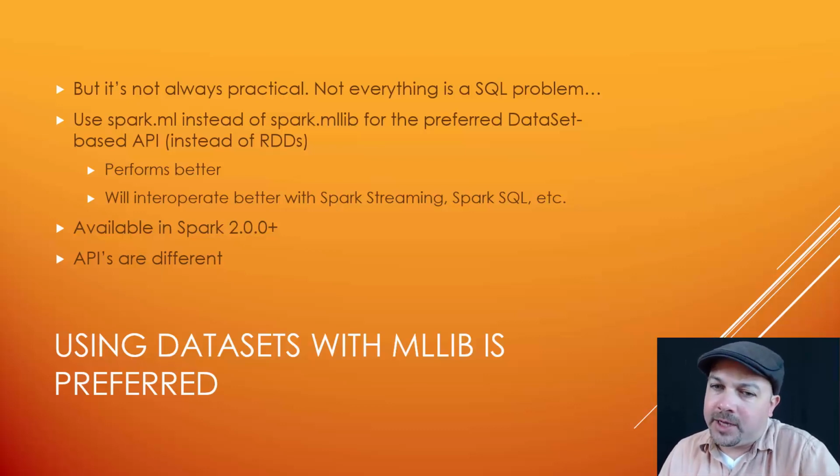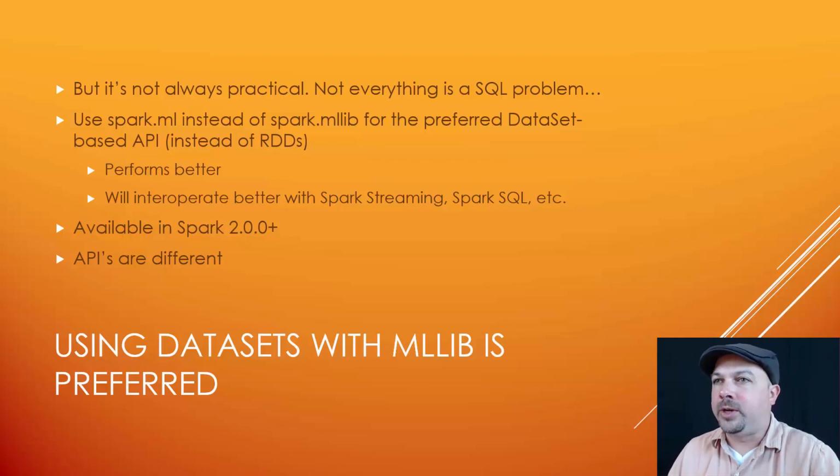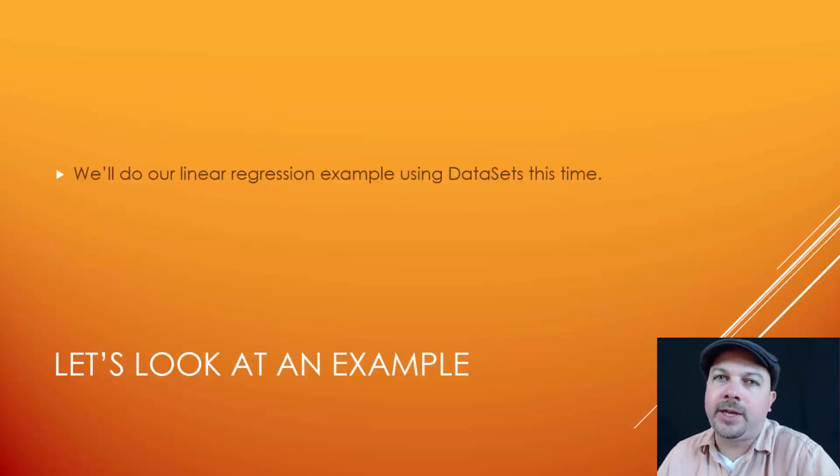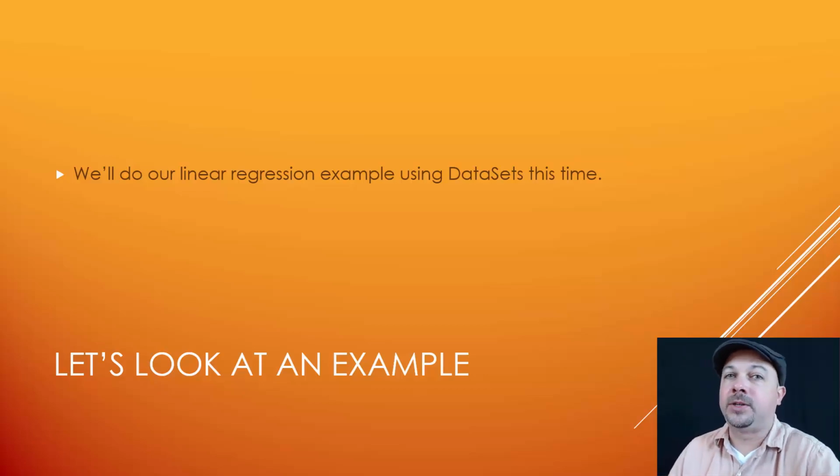So if you want to be able to interoperate between these different systems within Spark, using datasets is a good way to hand data in between them. Again, you need Spark 2.0 or newer to use this, and if you're still using something earlier, then this isn't even available to you. But going forward, this is the way of the future. It'll make more sense when we look at an actual example. Let's do our linear regression example again, but this time we're going to use the DataFrame-based API in MLLib and see how that works. So let's look, shall we?